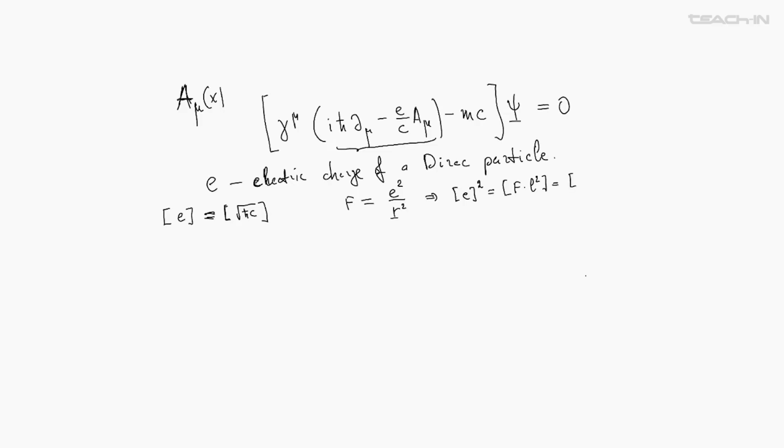And this I can write as a force multiplied by length, and then another length I will represent as time multiplied by the speed of light, tc. Force multiplied by length is work, which is the same as energy, and energy multiplied by time is the Planck constant, h bar, and then c. So you see that this is the dimension of h bar c, and then taking the square root, you get the dimension of electric charge.